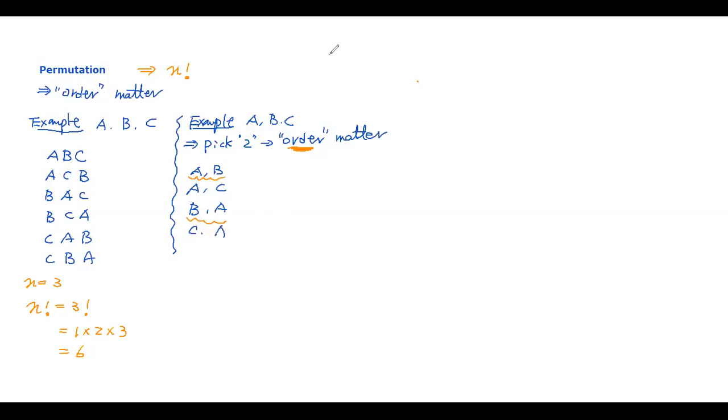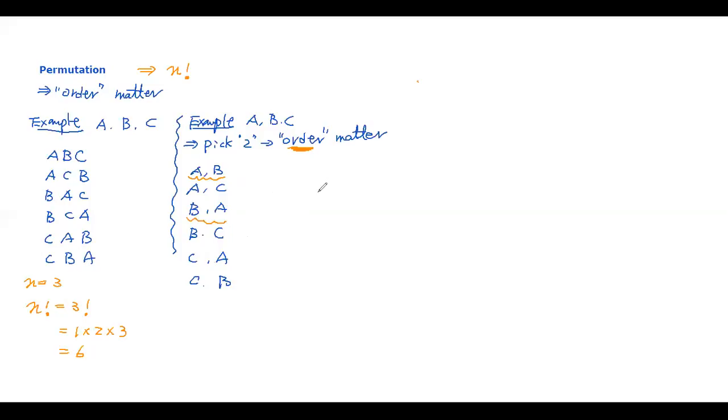No, let me do it more systematically so I will not screw that up. So B and A, I can pick B and C. Now C and A is the same as these two, right? They have the same elements, but one is picked first and one is picked second, and because order does matter, those are different. So we have C and A, and C and B. So in total, how many ways do we have here? We have 6 ways. So how do I get the 6?